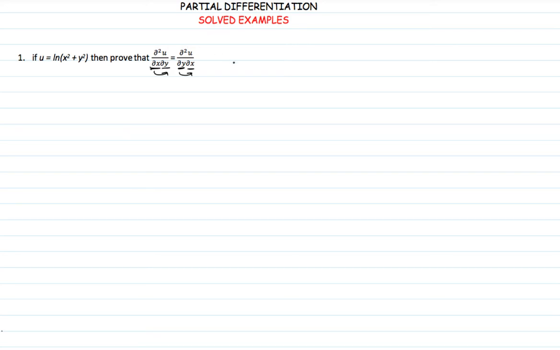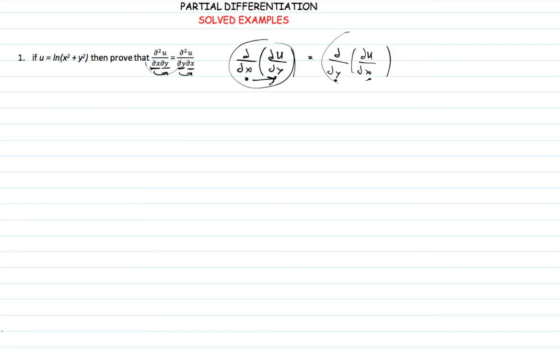This same representation can also be given as del by del x into del u by del y, and the same thing for the second case, del by del y, del u by del x. So this is the same thing as this, and this is the same thing as this. If you put it in this form, it's easy to remember that we are starting from this point and going to this point, and here we're starting from this direction and going to this direction. So this should be the order in which we solve our given problem.